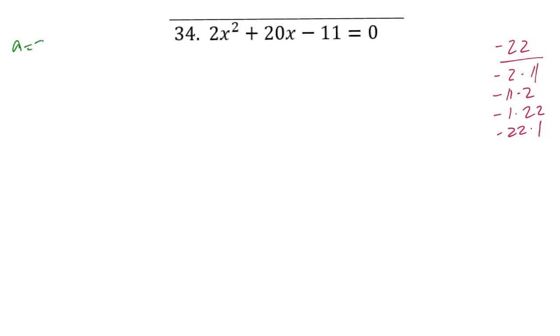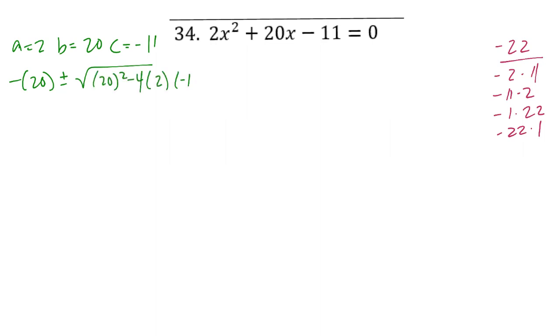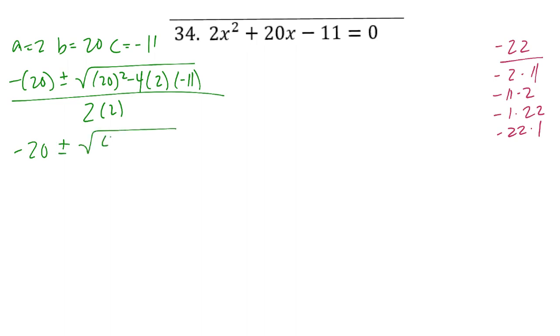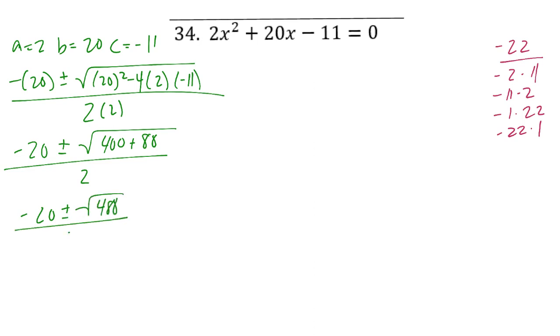So A is 2, B is 20, and C is negative 11. So I do minus 20 plus or minus the square root of 20 squared minus 4 times A times C, all divided by 2 times A. So negative 20 plus or minus the square root of 400 plus 88, all divided by 2. So then negative 20 plus or minus the square root of 488 over 2.